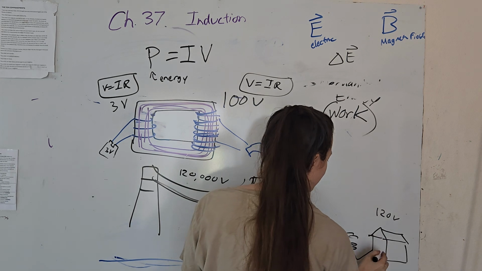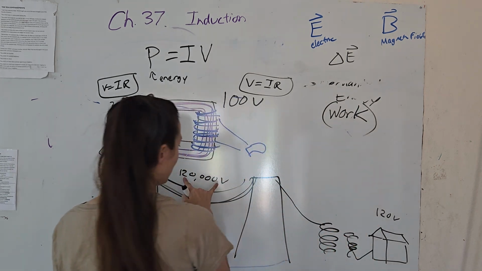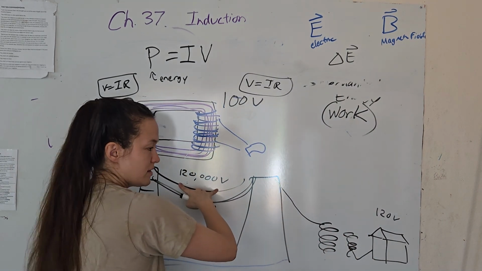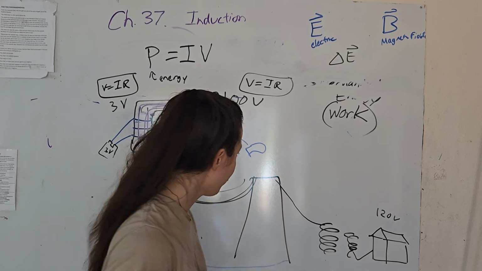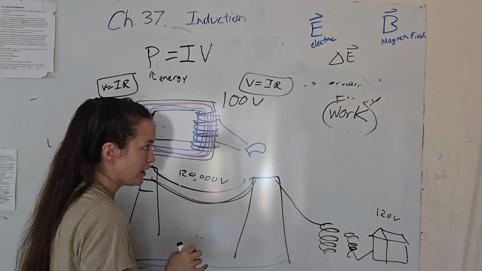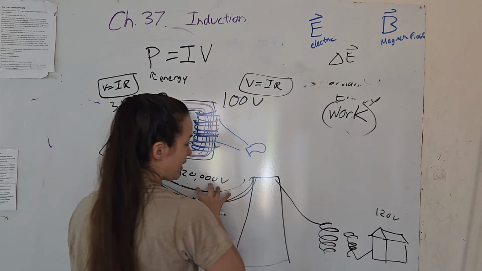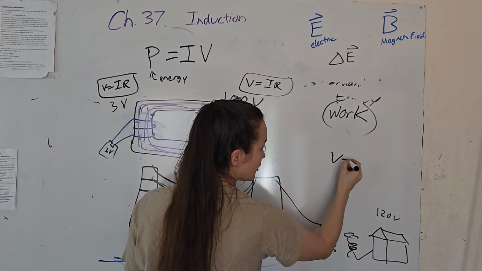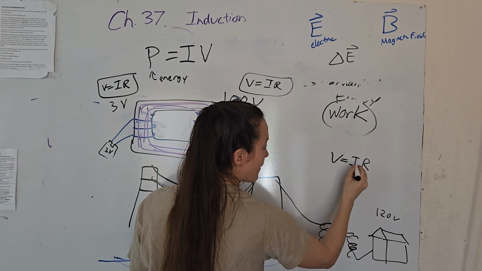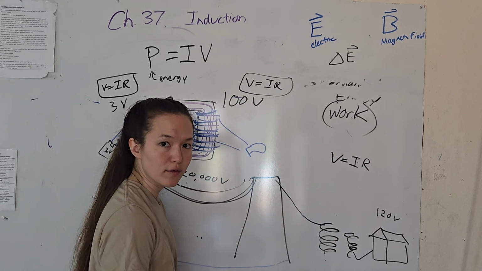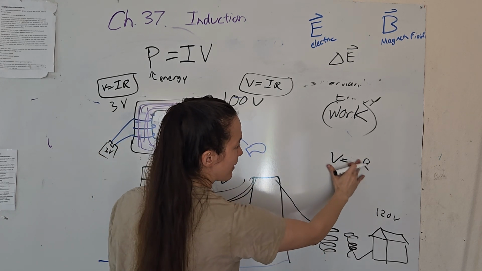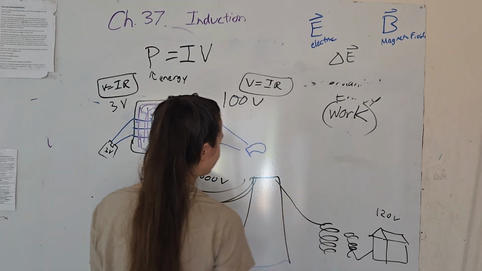Let's just do a little American house here. If you try to hook your things directly to 120,000 volts, all your electronics will blow up because they can't handle that many volts, right? If you put 120,000 volts on your little home circuit, can you imagine the current that would tear through all of your circuits? Would you die? Massive current. I mean, probably your house would burn down.